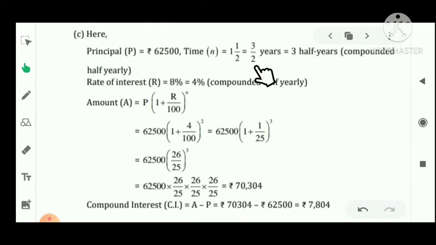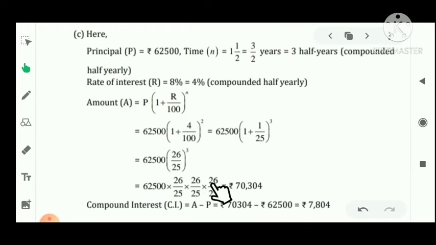Students, let's see here again. Time is 3 upon 2, that means we can say 3 half-years, and rate is given 8%, so 8 divided by 2, that means 4%. We can say this is also compounded half-yearly. That means n's value is 3 and R's value is 4. So after putting the values, P's value is 62,500, R's value is 4 upon 100 as given in the formula, and here you have to put the 3. You can see here.